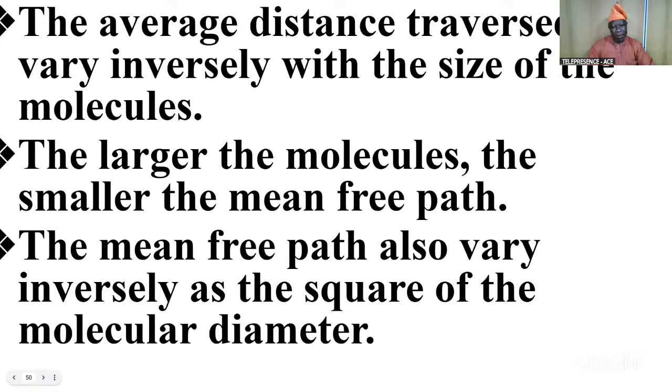The mean free path also varies inversely as the square of the molecular diameter. And sometimes we can change the diameter to radius, with the assumption that every student should know that your diameter is the same thing as 2r. D equals 2r, where D is your diameter, r is the radius. So nobody can say radius will be D divided by 2. That is to be clear.